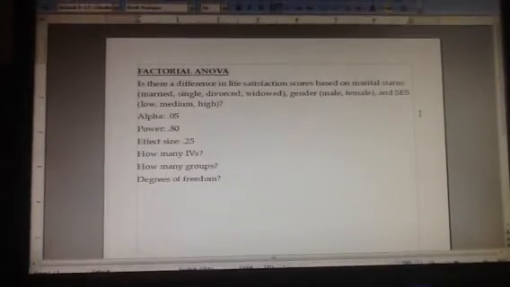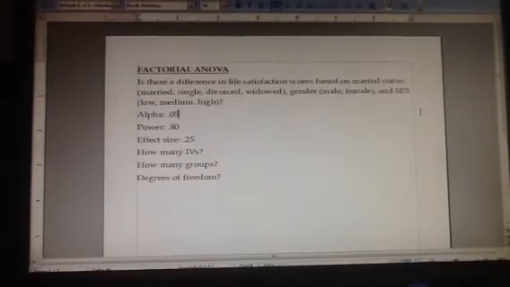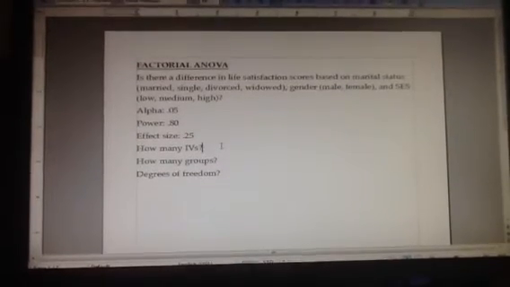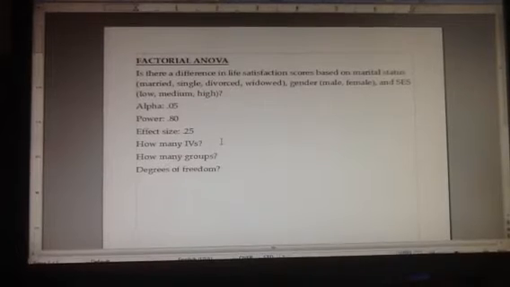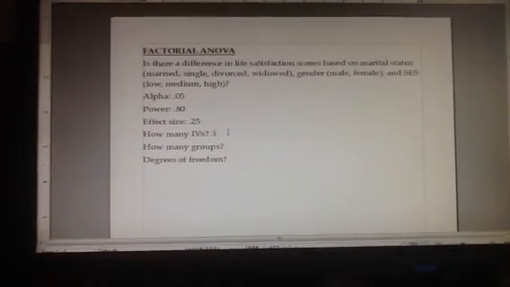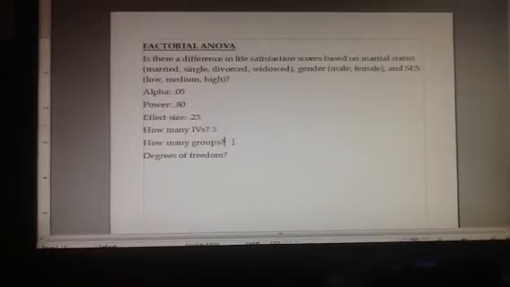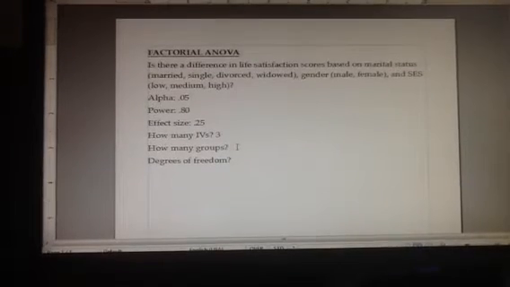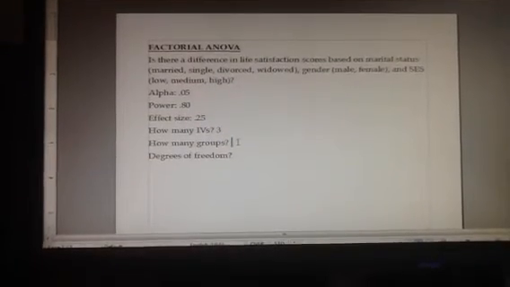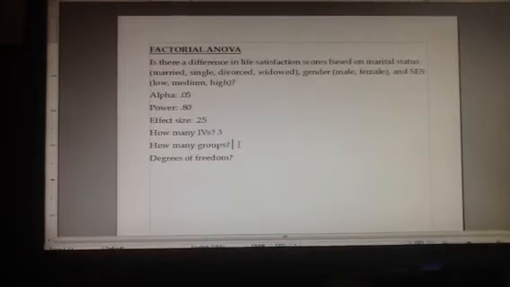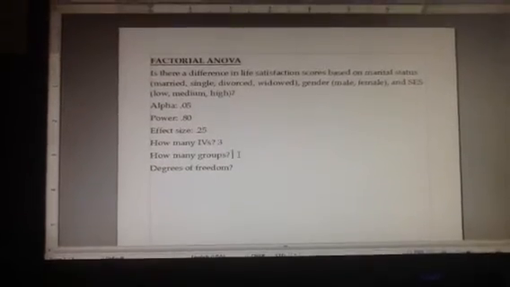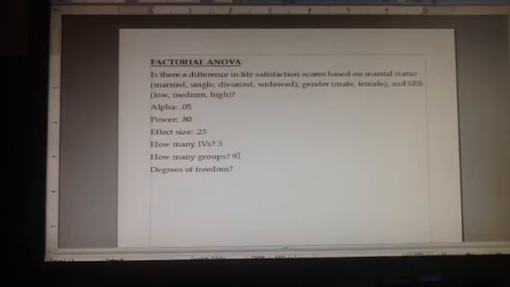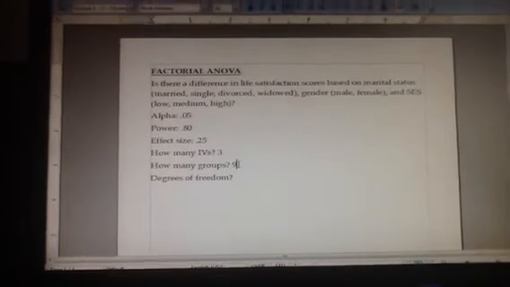So for each of these assignments, you have to figure out how many independent variables you have, which on the assignment I believe is already given to you. But here what we have is 3. We have marital status, gender, and SES. Now we have to figure out how many groups we have. Well, we have 4 groups in the marital status, we have 2 different groups in gender, and we have 3 different groups in SES. So 4 plus 2 plus 3 is 9. So we have 9 groups. Now, if you were doing an ANOVA and there were any covariates, then we would include those as well.